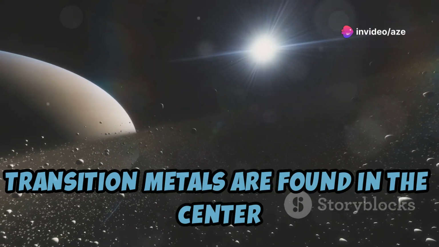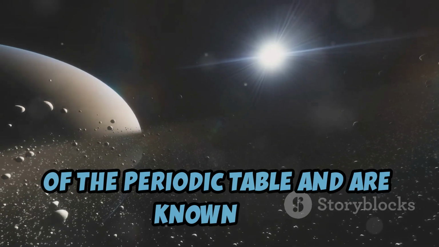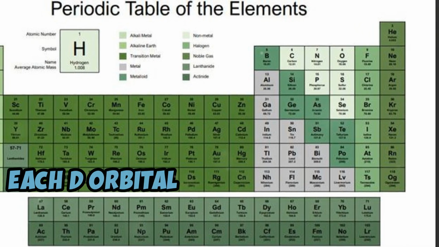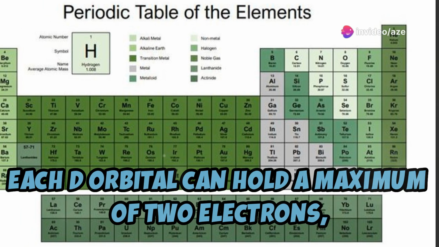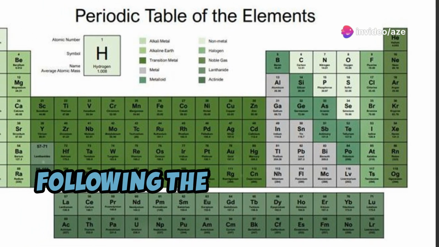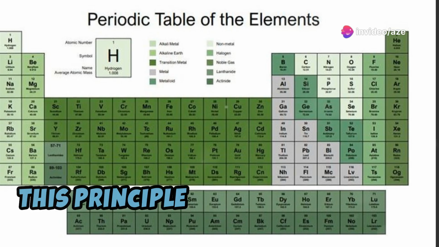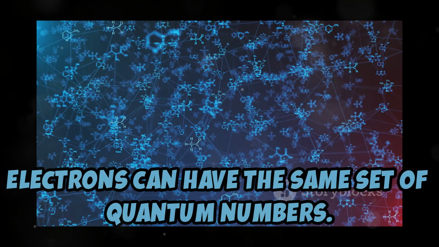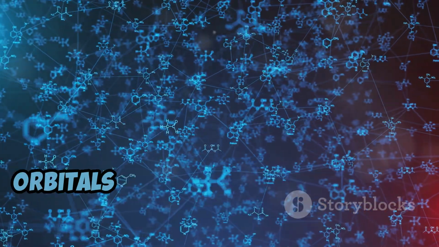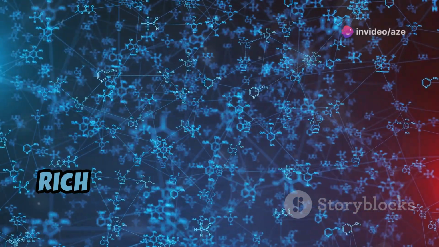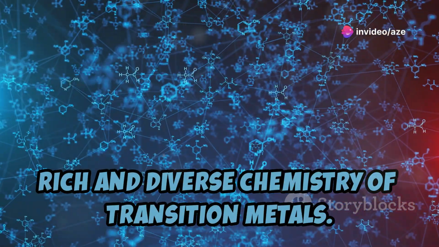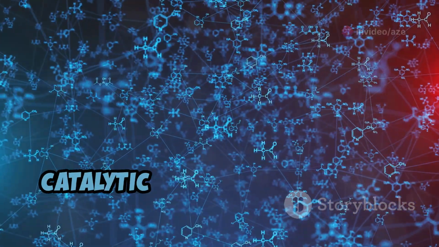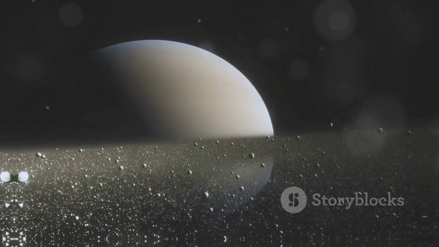Transition metals are found in the center of the periodic table and are known for their ability to form various oxidation states. Each d orbital can hold a maximum of 2 electrons with opposite spins following the Pauli exclusion principle. This principle states that no 2 electrons can have the same set of quantum numbers. The unique shapes and orientations of d orbitals contribute significantly to the rich and diverse chemistry of transition metals. These orbitals play a key role in the formation of complex compounds and the catalytic properties of these metals.